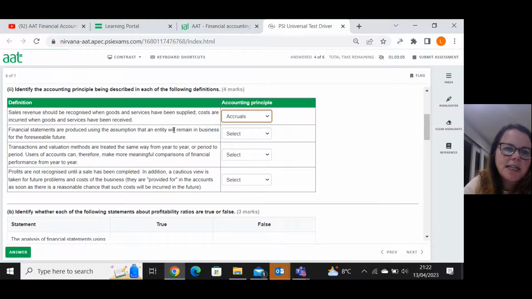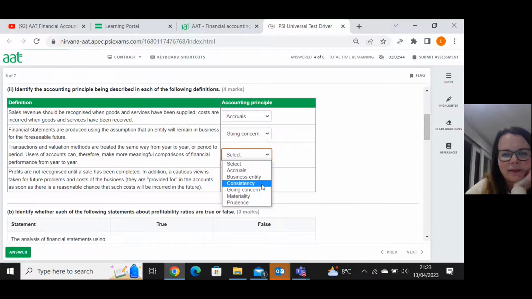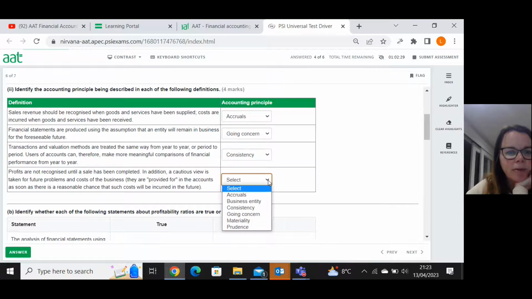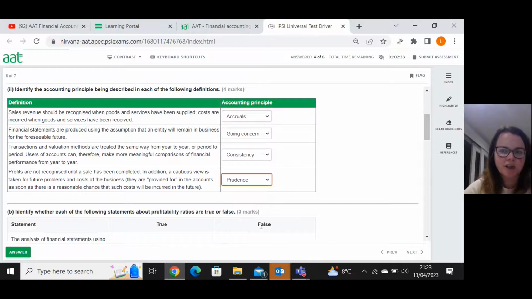Financial statements are produced using the assumption that the entity will remain in business for the foreseeable future. Going concern. Transactions and valuation methods are treated the same way from year to year, period to period. Users of accounts can therefore make meaningful comparisons. I should have read this before I explained them all. Profits are not recognised until a sale has been completed. In addition, a cautious view is taken for future problems. Anything about erring on the side of caution is going to be prudence.